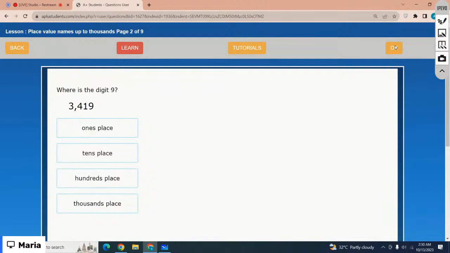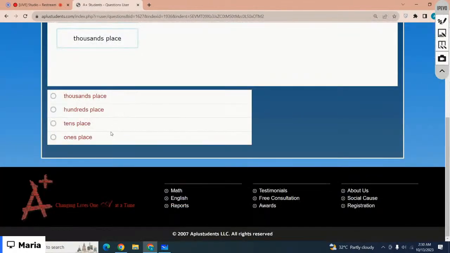Where is the digit 9? Ones, tens, hundreds, thousands. Which is the correct option? Very good. 9 is at the ones place. The correct option is ones.